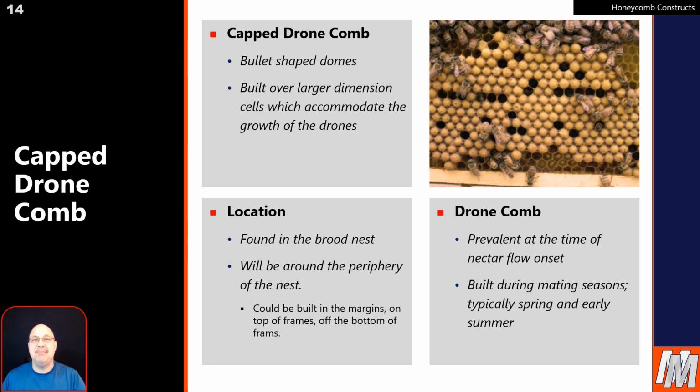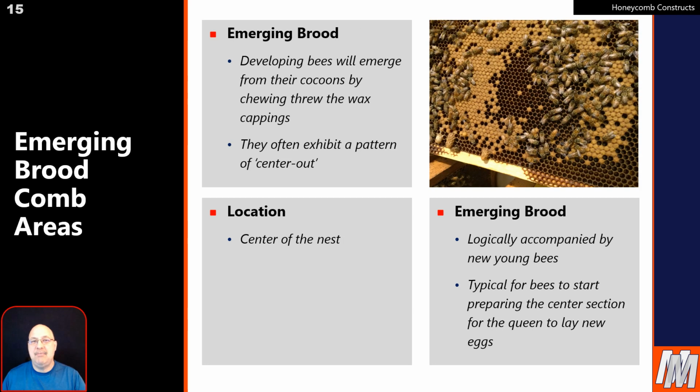Drone comb can be found in contiguous swaths across the face of a whole frame or just about any place that the bees might find to build drone comb in the margins. When the colony is hosting drones, you will find operational drone comb. During the later stages of the year, the production of drones tapers off and drone brood will not be present in the hive.